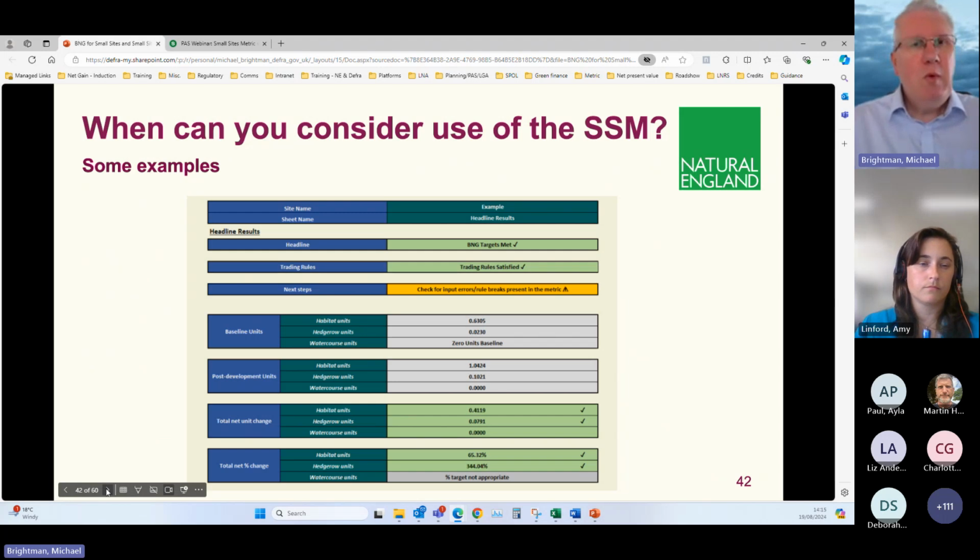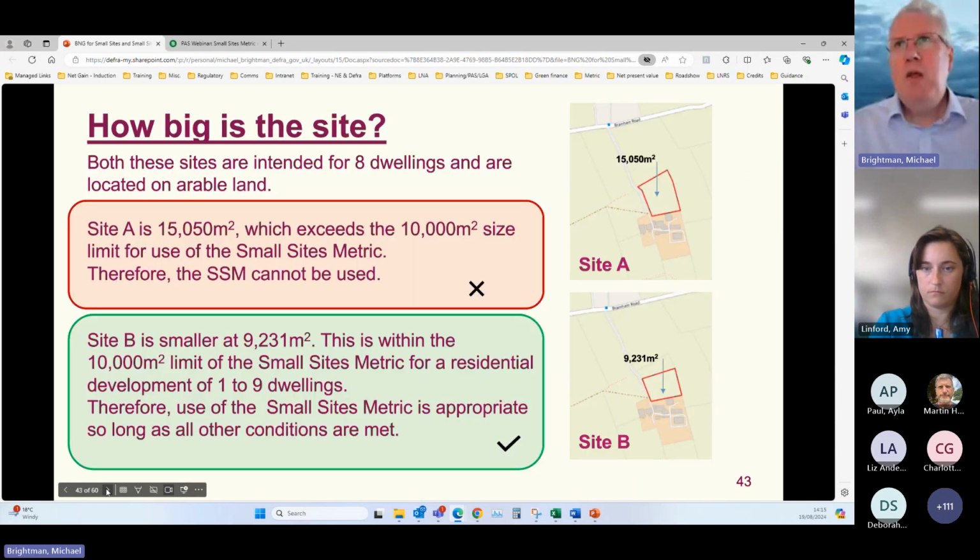So with all that in mind, let's look at some examples of when use of the small sites metric would be appropriate. So in this example here, we're looking at the size of the site. On the right-hand side, we've got site A, which is a little over 15,000 square meters, and site B, which is under 10,000 square meters. Site A doesn't meet the requirements for a small site, and therefore the small sites metric cannot be used.